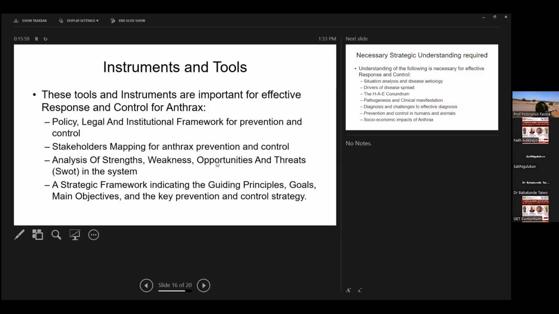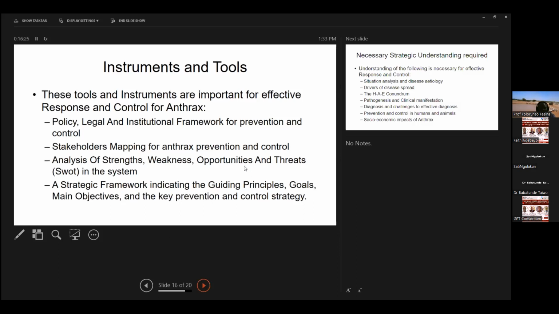For example, if the pastoralists have a large group, like some of the cattle herder associations, like MACBAN, can we talk to them? Can they be the first source of information in reporting anthrax? Once they see any sign in their herd, they report immediately to the nearest vet office. All those things can be opportunities. We need to develop a strategic framework that shows how we want to coordinate and do this.